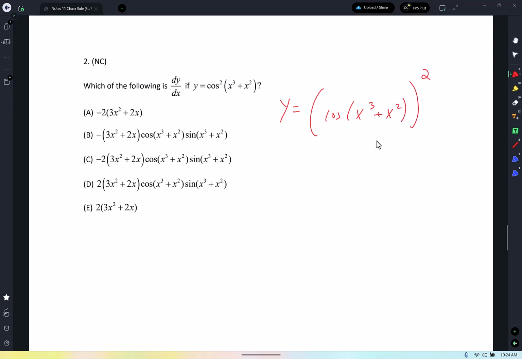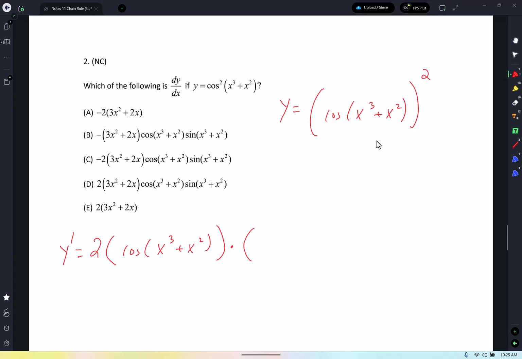Rewrite it so you don't get confused. Once you become a pro, you can just go right into it. But rewrite it, guys. There it is rewritten. I just rewrote it. I haven't even taken the derivative yet. Y prime, I'll write over here. Y prime equals, I'm going to bring that 2 down. Giant parenthesis. Leave the inside alone. Cosine of x cubed plus x squared, close, to the power of 1. You don't have to put the power of 1. Am I done? No, times the derivative of the inside.